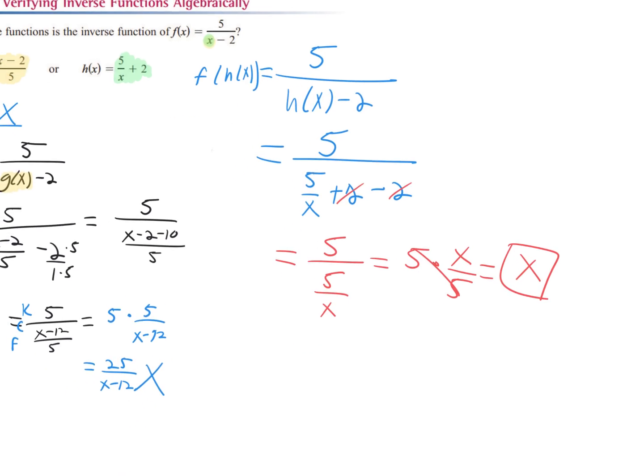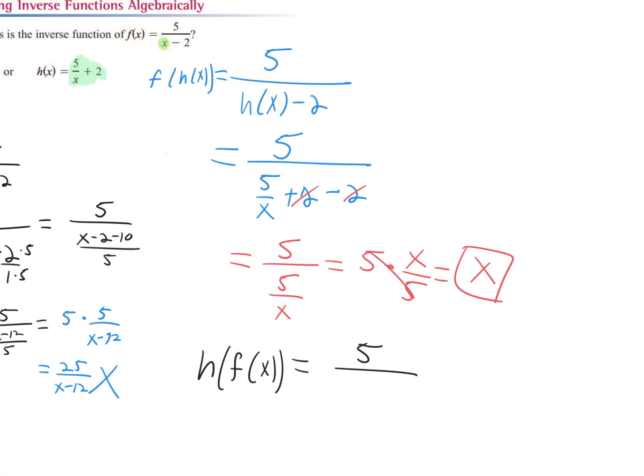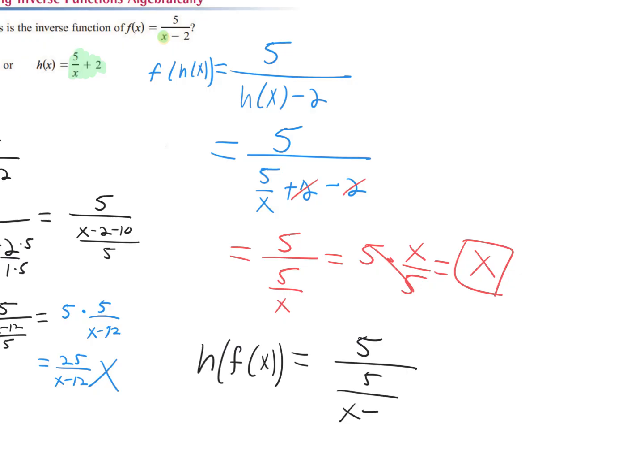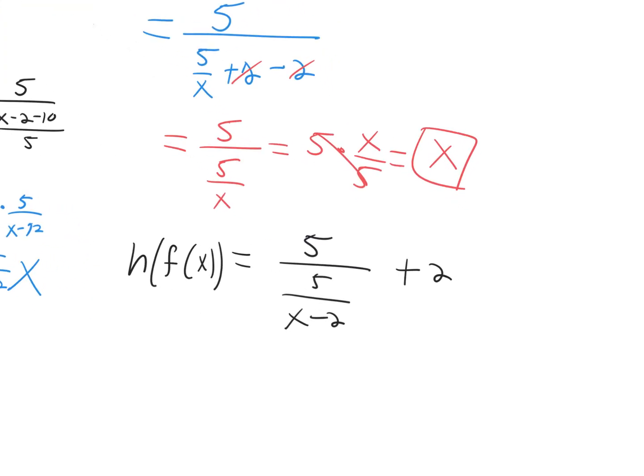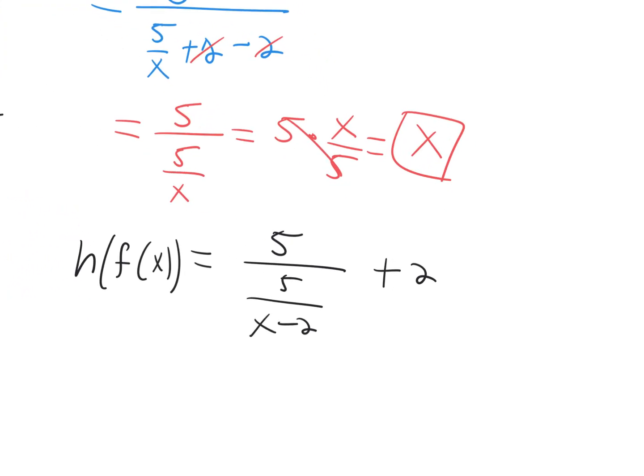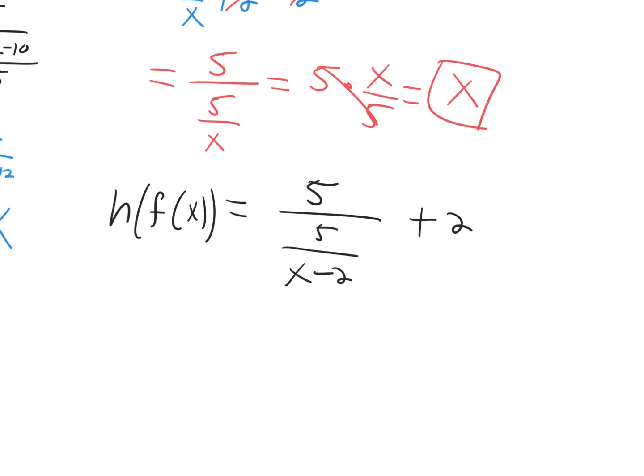And then if you did the other direction, you are also going to get that it works, right? So why don't we verify that? Let's try h of f of x. All right, and then the x that is in h of x is the one that's underneath the 5. So this is going to be 5 over f of x, which is 5 over x minus 2, and then we have that plus 2. The first thing to simplify, again, you do your order of operations. There's some division happening there that we need to simplify first.